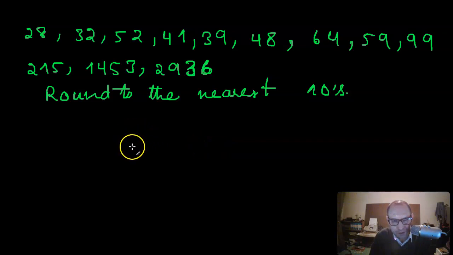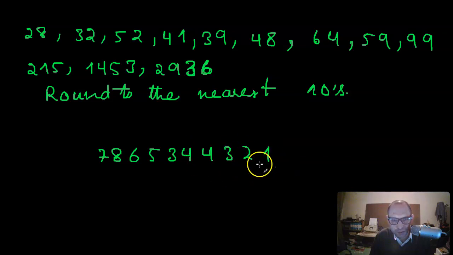Meaning that, for example, if I have a number 7,865,344,321, this number has so many digits. This is the thousands, and this is the million, and this is the billion, right? This could be, for example, the population of the world or anything like that.